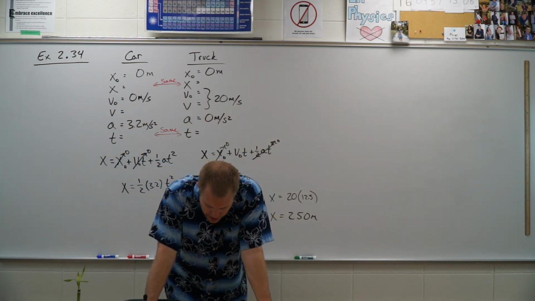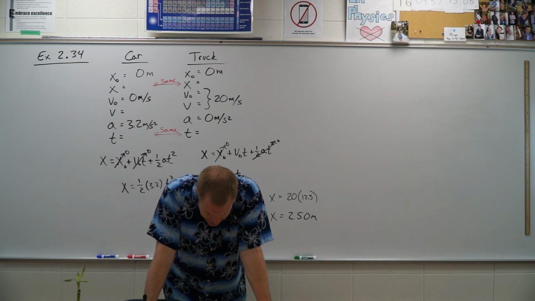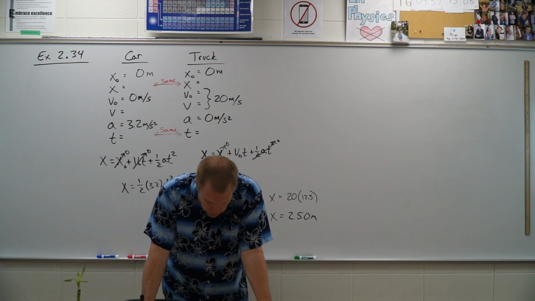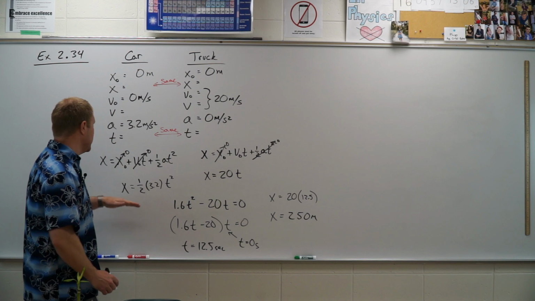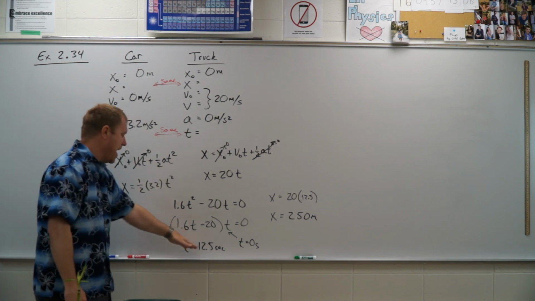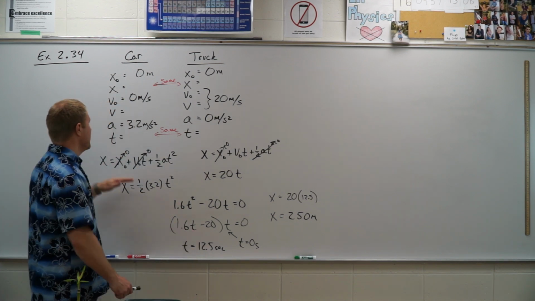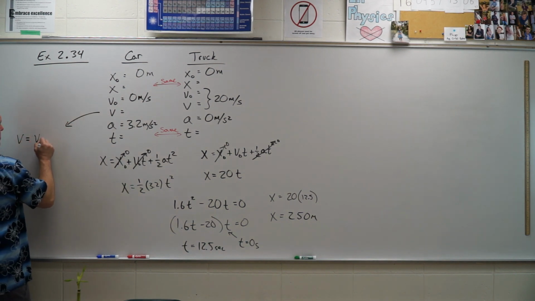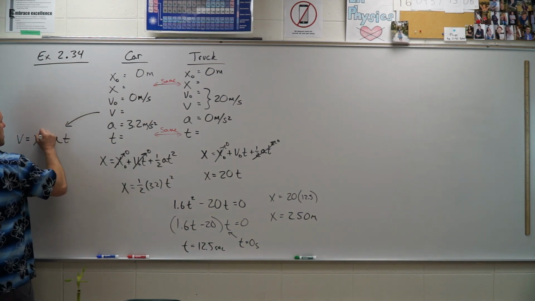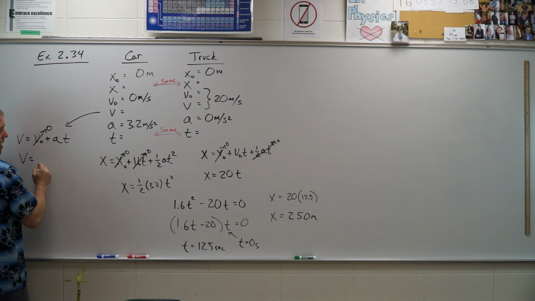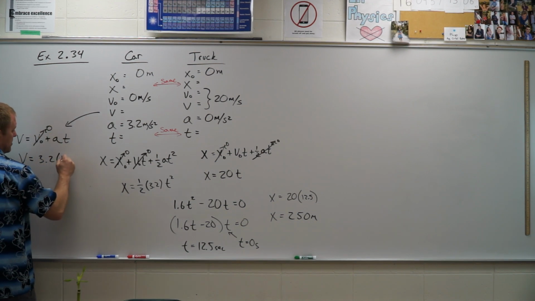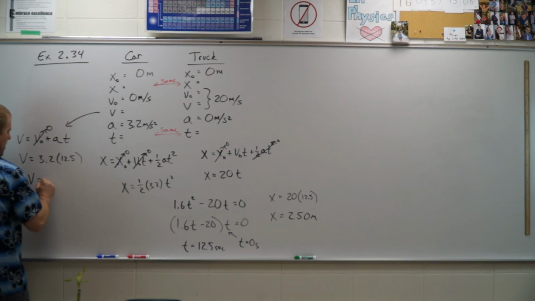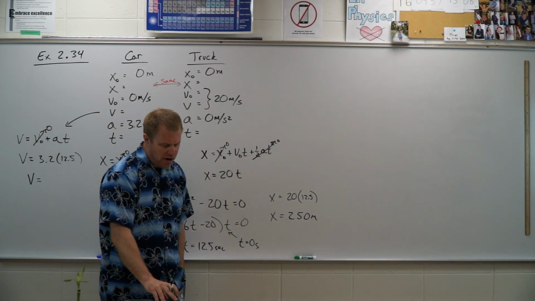Part B says, how fast is the car traveling when it overtakes the truck? So now I want to know the velocity of the car at 12.5 seconds. So to find that velocity, v is equal to v naught plus at. So I can plug in my 3.2 times my 12.5 to find the velocity of that car.